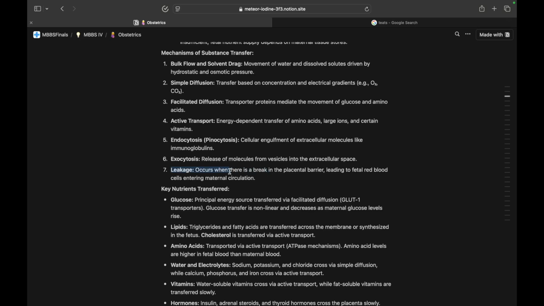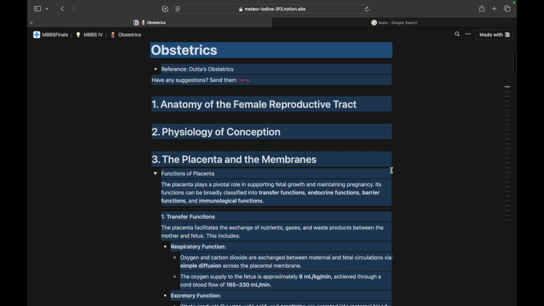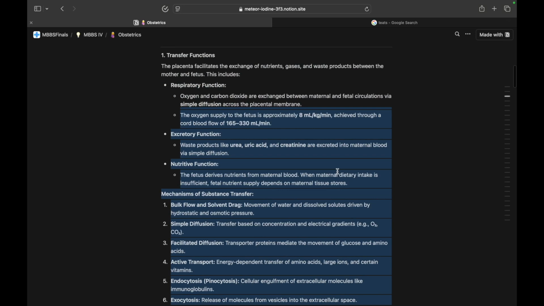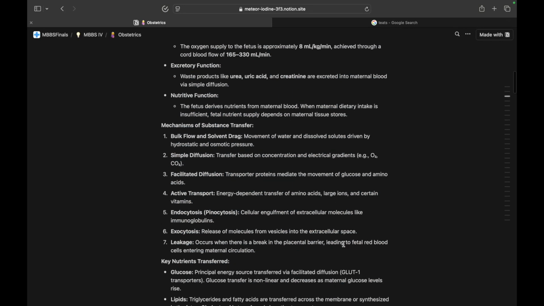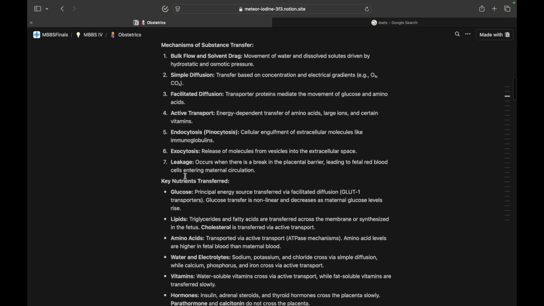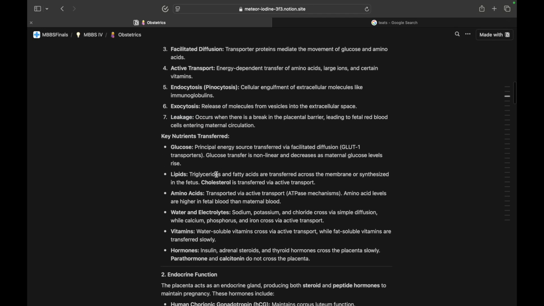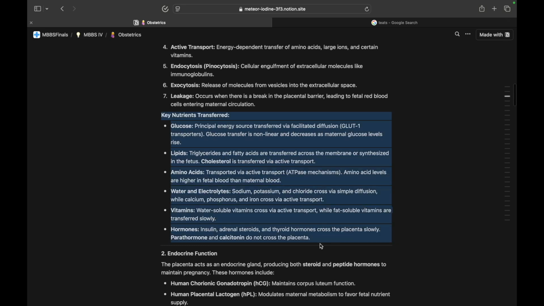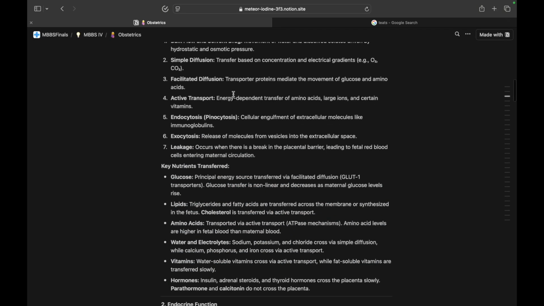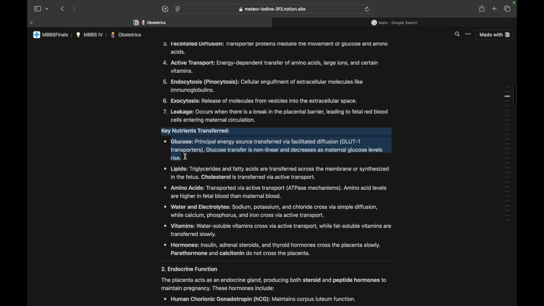Leakage occurs when there is a break in the placental barrier leading to fetal red blood cells entering the maternal circulation. So, even this one forms a transfer mechanism. So, overall, what are the things that are being transported? We have learned the mechanisms. Now, coming to the means of transport, meaning the key things that are being transported.